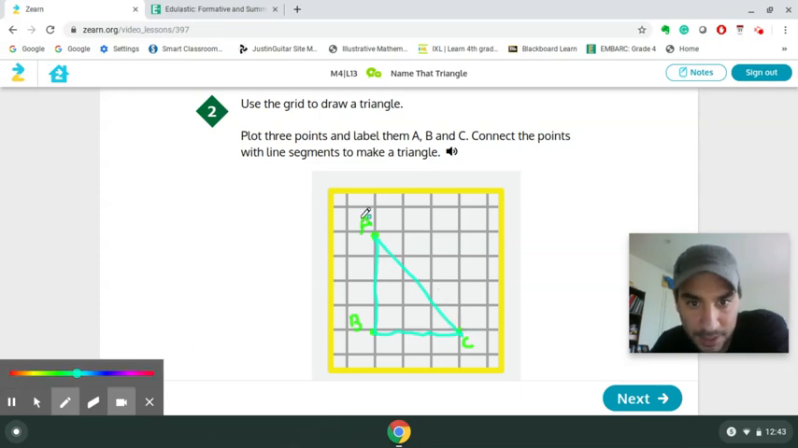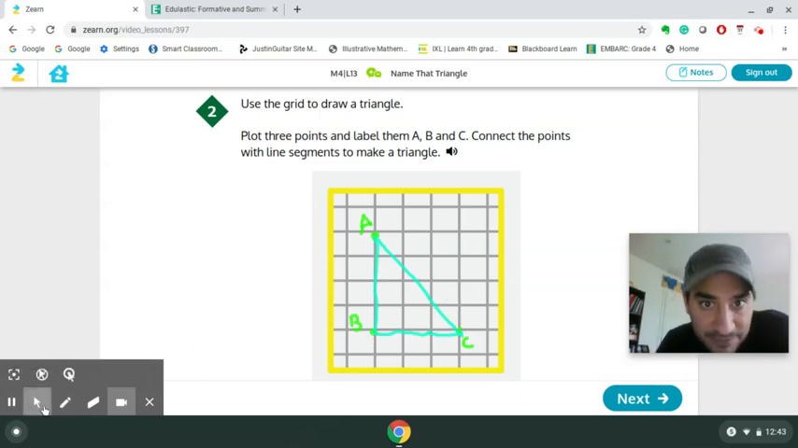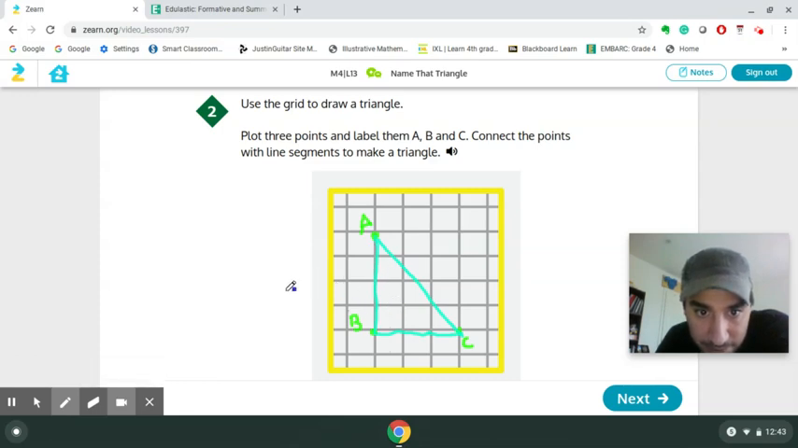Okay? Now, this is a little bit tough, but if I had to name this triangle, let's look at our side lengths. From A to B, so side AB, is 1, 2, 3, it looks like 4 units. Side B to C is 1, 2, 3 units. And then A to C looks like it's a little bit longer than 4 units, okay? So we'll say it's about 5 units.